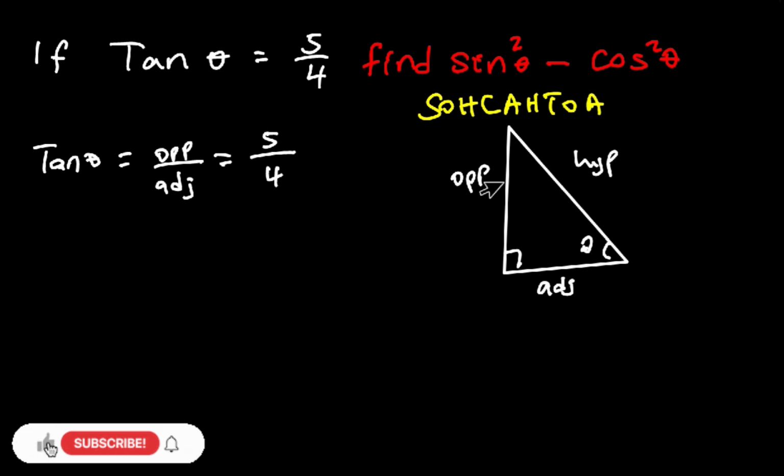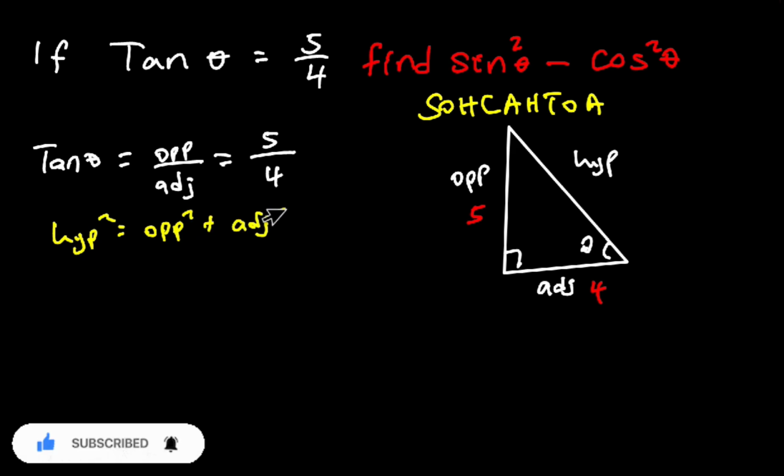So let's label the sides that we have on this triangle. We have that opposite is equal to 5, and then adjacent is equal to 4. And so using Pythagoras theorem, let's find the value of hypotenuse. And so we know that hypotenuse square is equal to opposite square plus adjacent square. That's according to Pythagoras theorem.